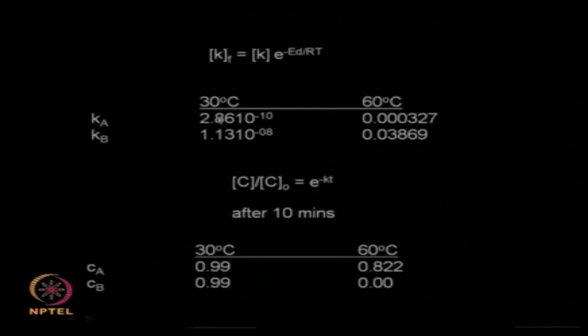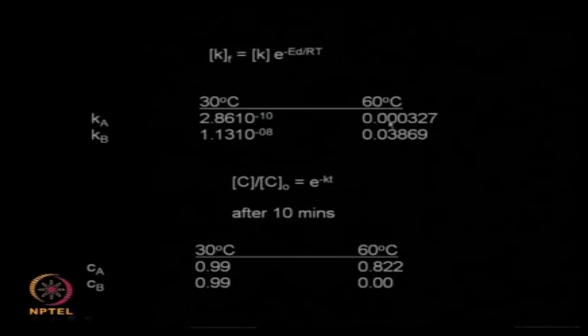And for lipase 2, if I want to calculate the concentration at 30 degrees, I will put this K value here and T will be 10, then I calculate C by C naught, and if I take C naught as 1 I will get C as 0.99. So you see at 30 degrees the deactivation is very little, so it is almost 1, and the concentration of lipase 1 and lipase 2 at 30 degrees is almost same, understand.